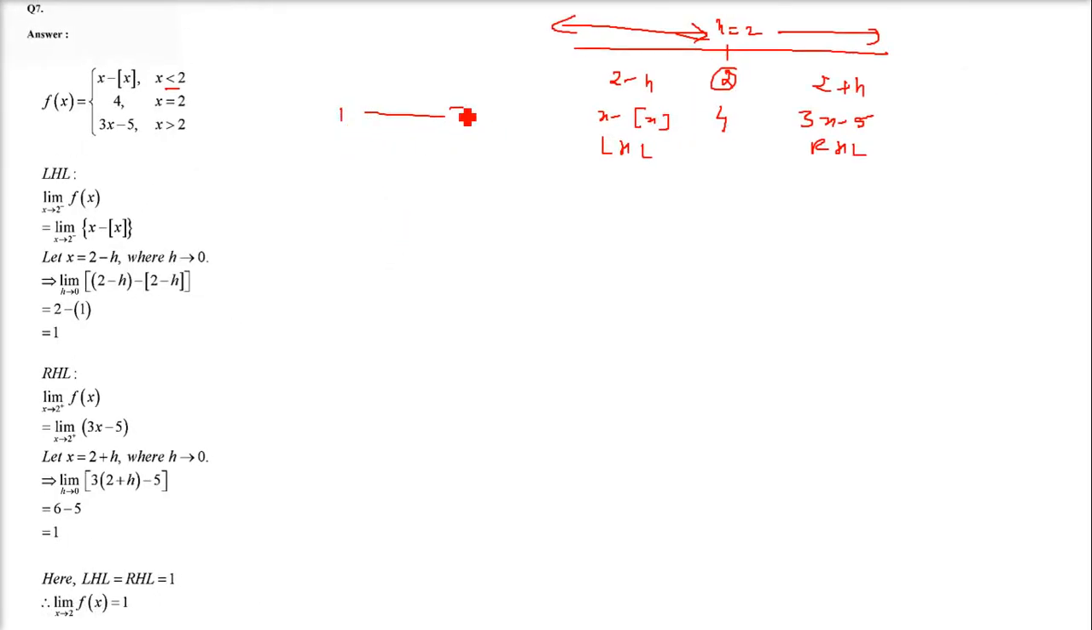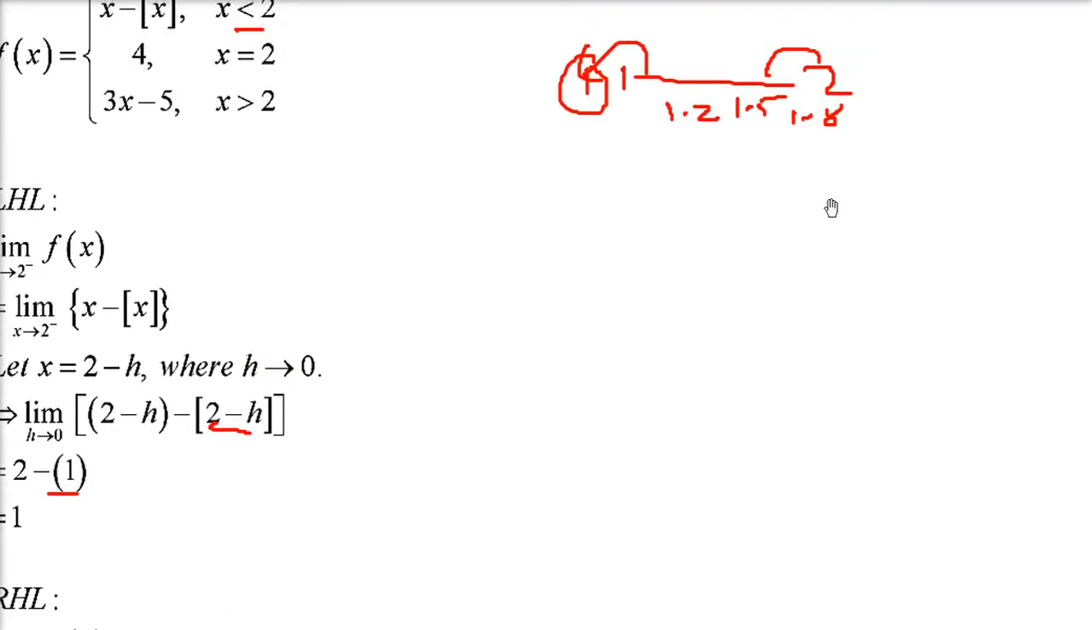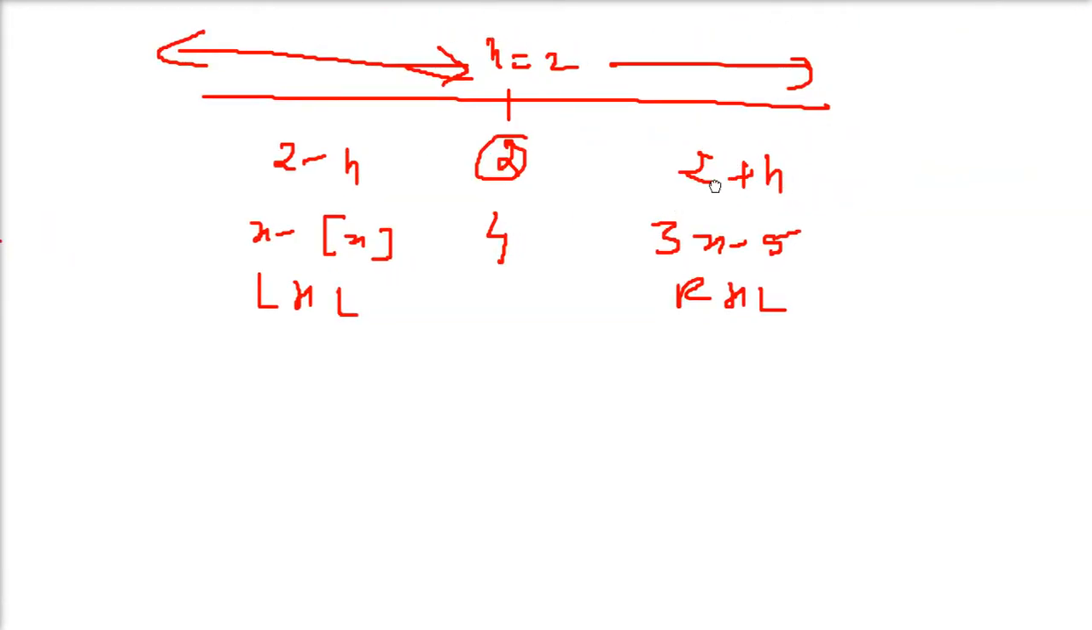So between 1 and 2, anything you are subtracting from 2, what are you going to get? You are going to get 1. It is 1.5, 1.8, it doesn't matter. It will always take an integer value 1. That is the output of the greatest integer function. So 2 minus 1 is 1. Here h is of course 0, so 2 minus h gives you 1. So 2 minus 1. Now coming to right hand limit.